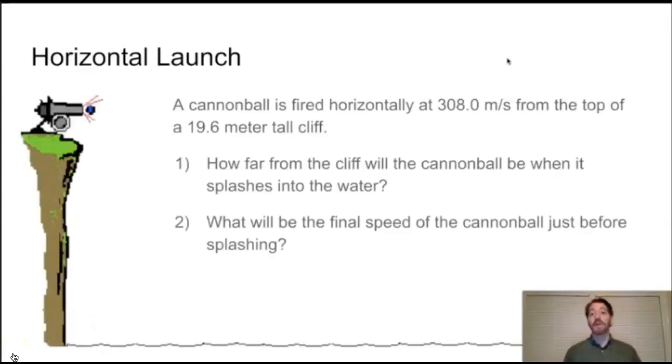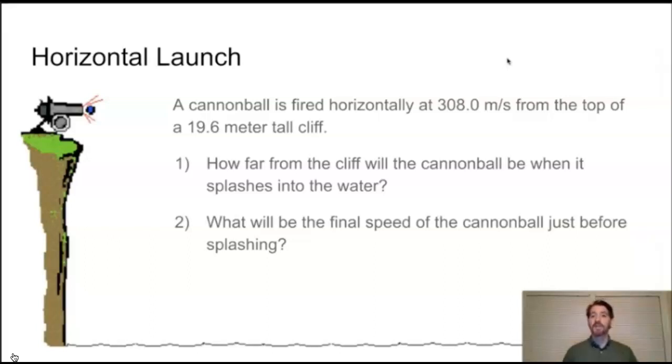We have a cannonball being fired horizontally at an initial velocity of 308 meters per second from the top of a cliff. The height of the cliff is given as 19.6 meters. How far from the cliff will the cannonball be before it splashes into the water? And what will be the final speed of the cannonball just before splashing?